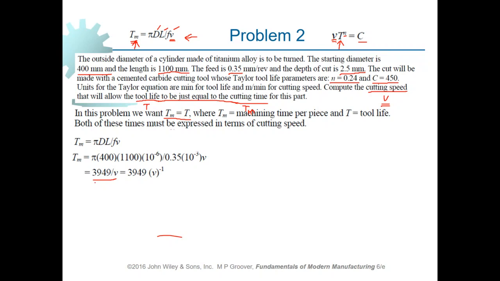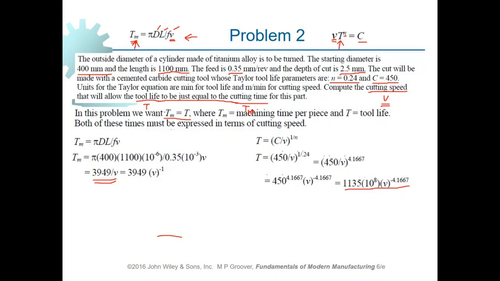This is the value of TM, or machining time, on the basis of the unknown value of V, cutting speed. We do the same to the other equation. Substitute the values of N and C and compute T on the basis of the unknown parameter V. And this is what we get. We get the value of T, tool life, on the basis of V, which is yet unknown.